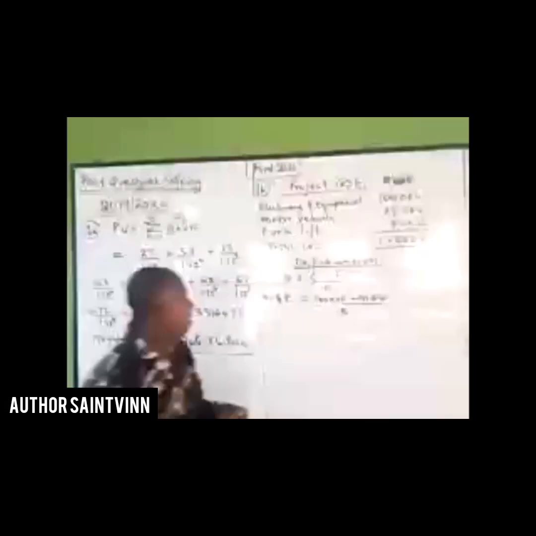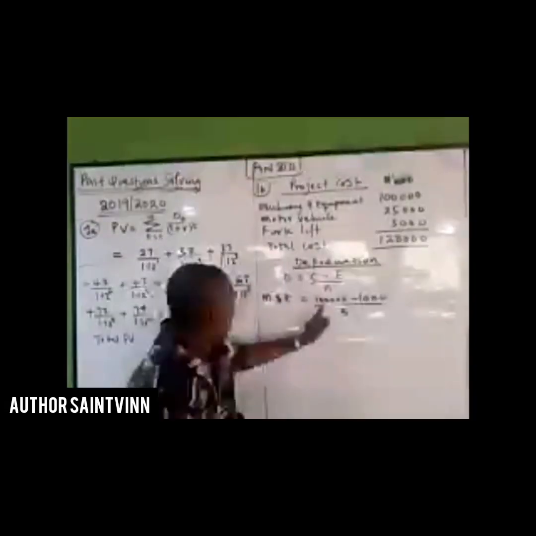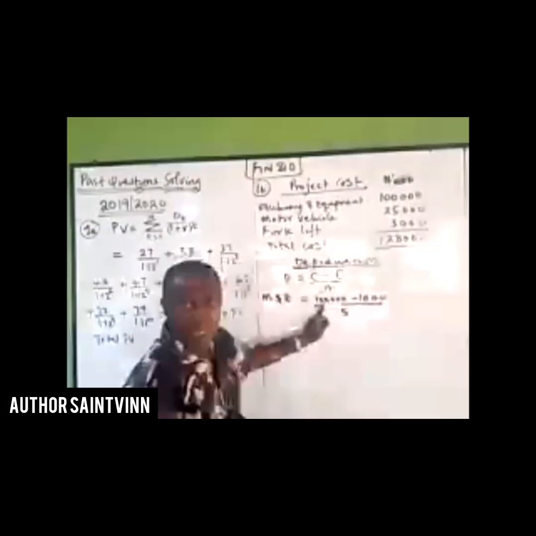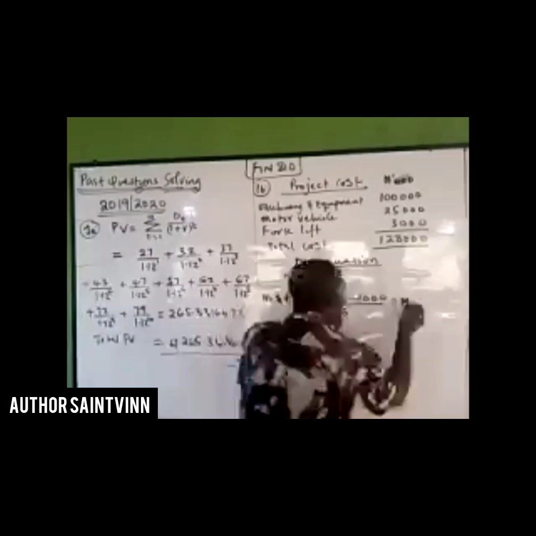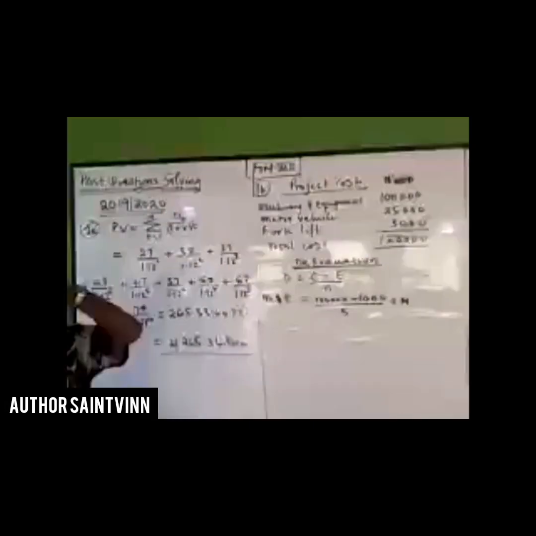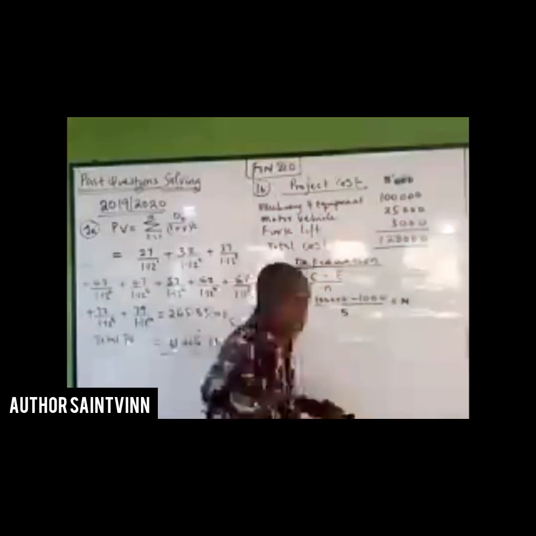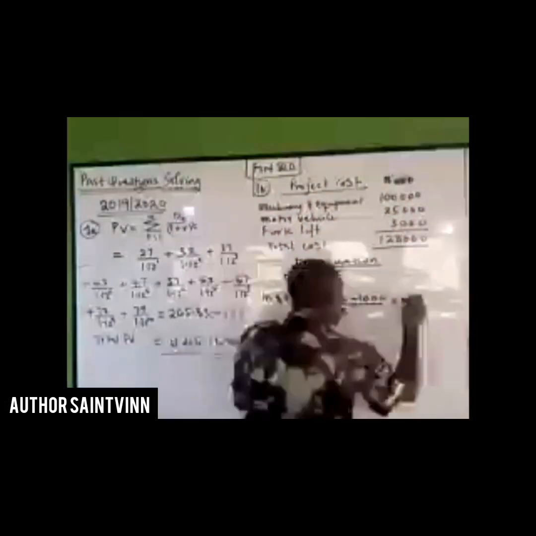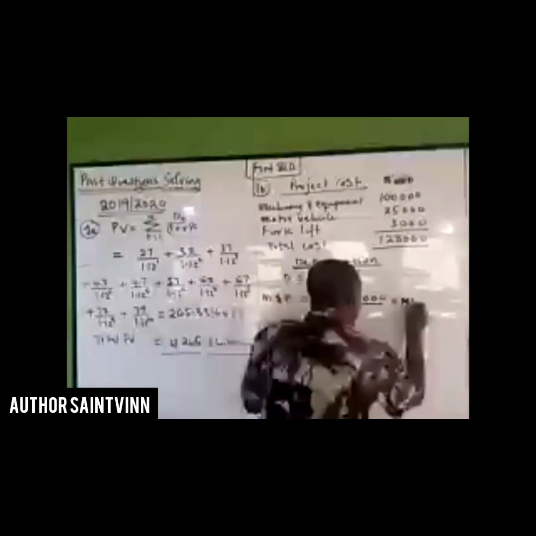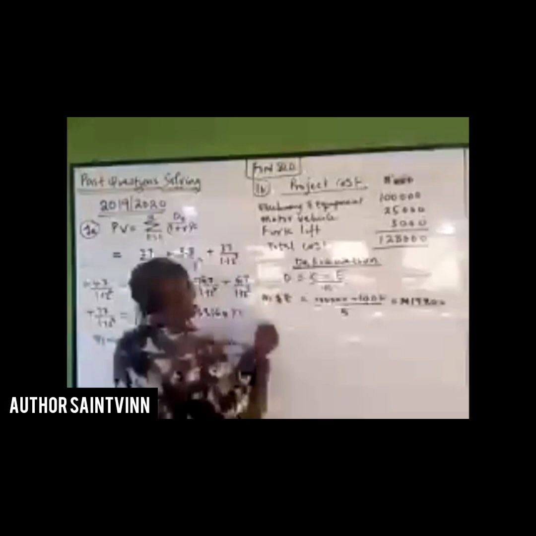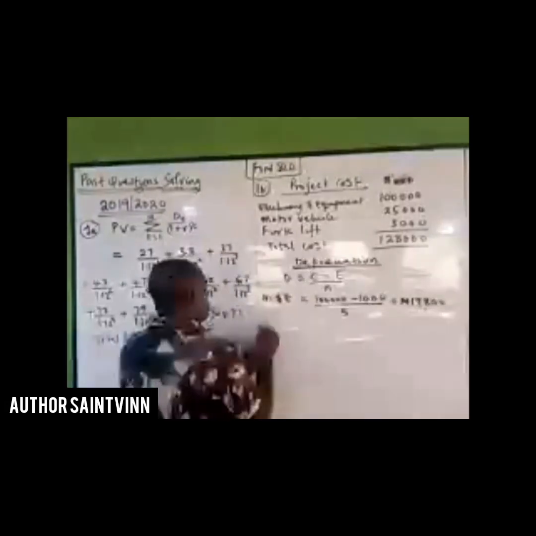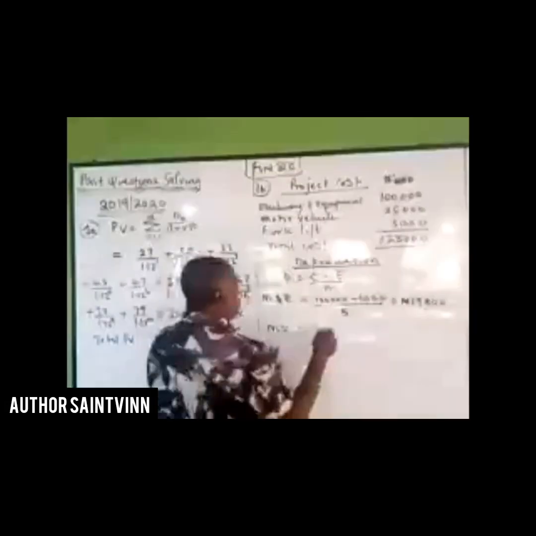This should be 99, divide by 5. What did they get? I'm going to press this. This is 99, divide by 5. 19,800. Another one here is motor vehicle. Motor vehicle is 25.